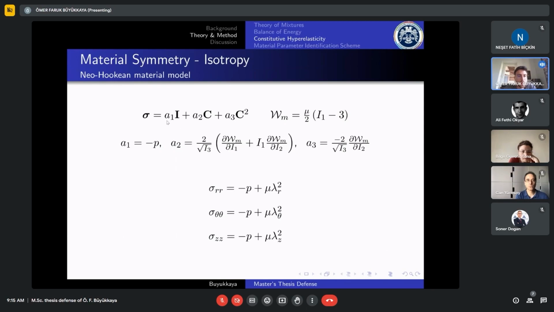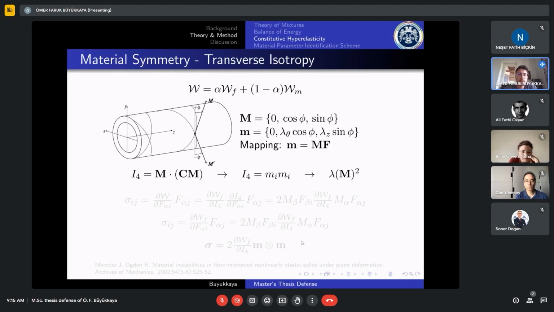And this A1 coefficient is directly rendered as hydrostatic pressure P, which behaves as a Lagrange multiplier, an unknown to impose the incompressibility condition, which will be solved during the solution. Then we get the final components, the matrix stress contributions.